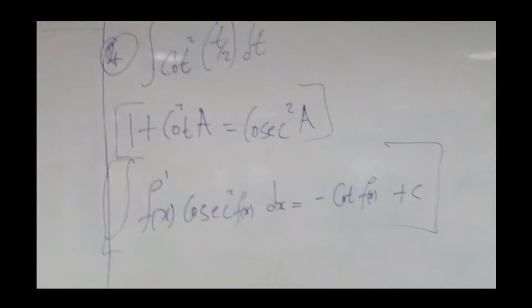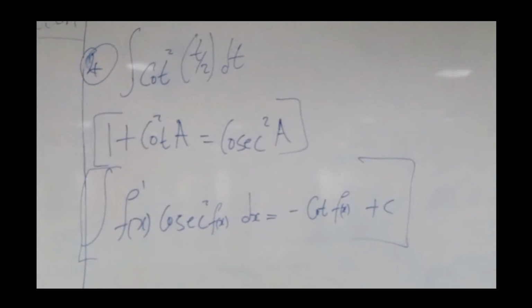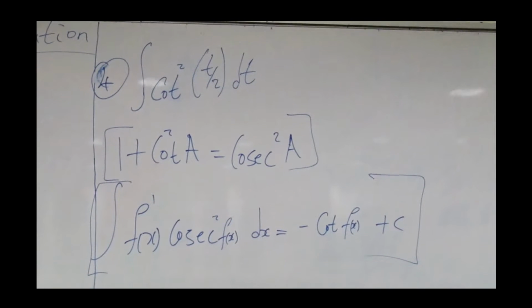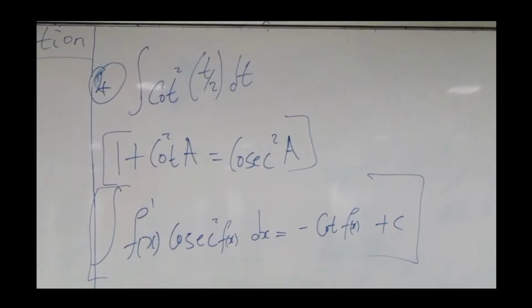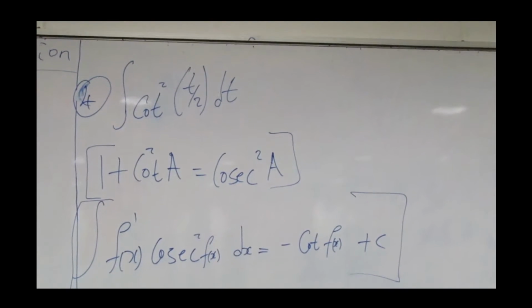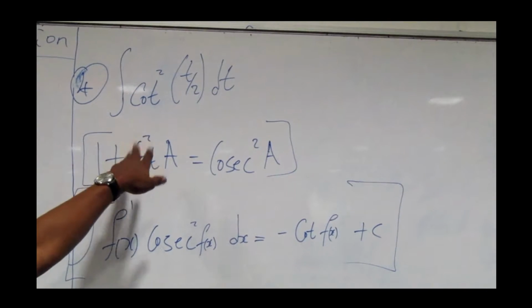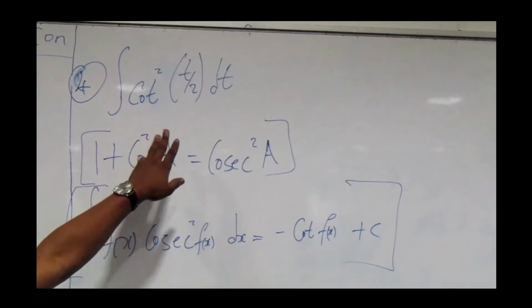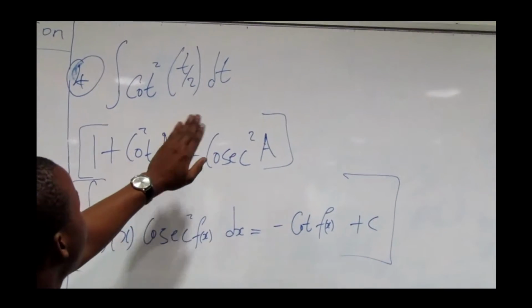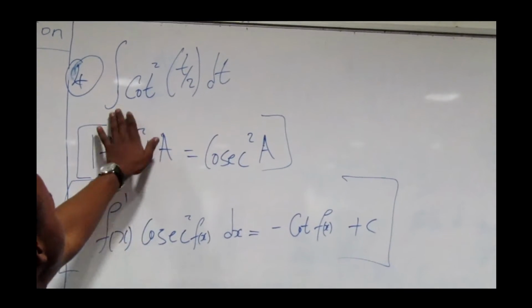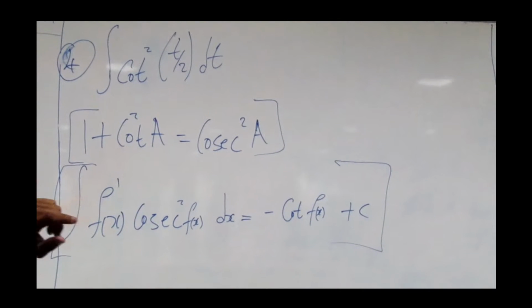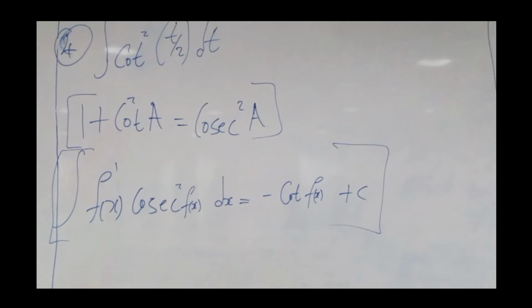Okay, now we are doing number 4, which I say is a substitution function of an integration, and our function says the integral of cot squared of t over 2 dt. They say we must integrate this. How do we integrate this?